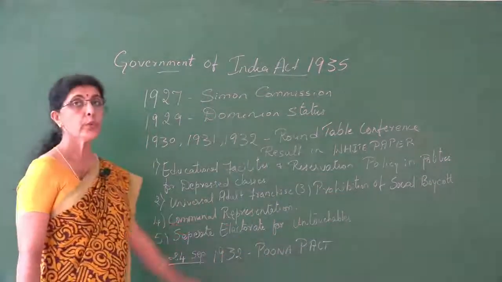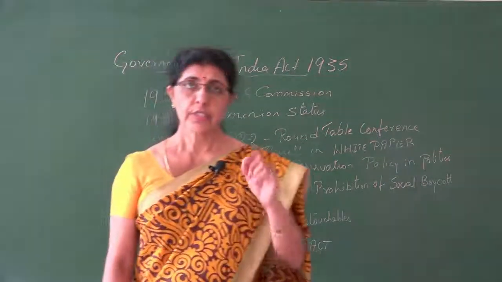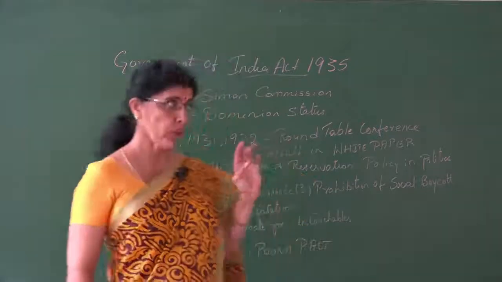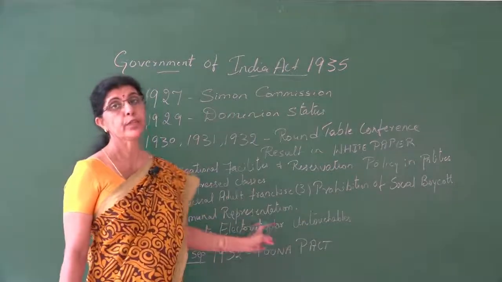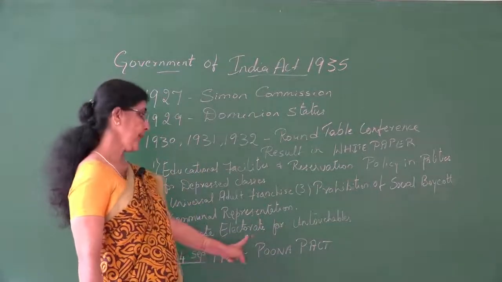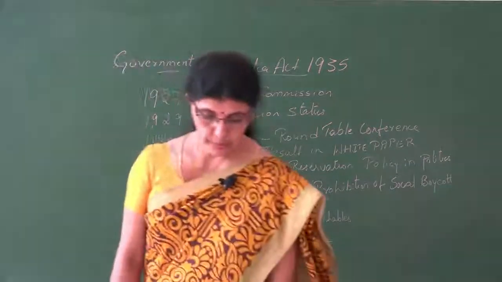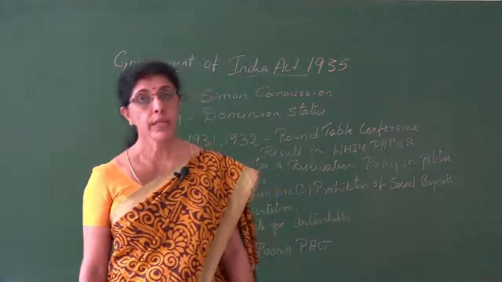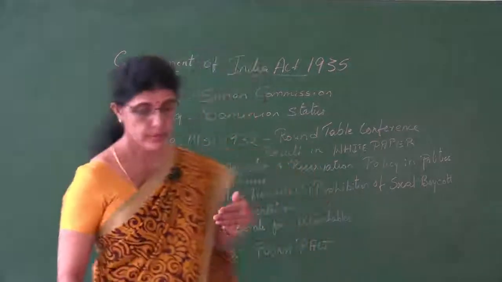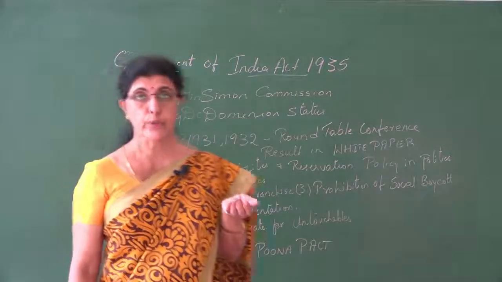Next was communal representation. The white paper after the round table conference suggested there should be communal representation for different communities. Then the fifth one was a separate electorate for the untouchables. They wanted a separate electorate for the untouchables or the depressed classes. This report was brought out and put forward.